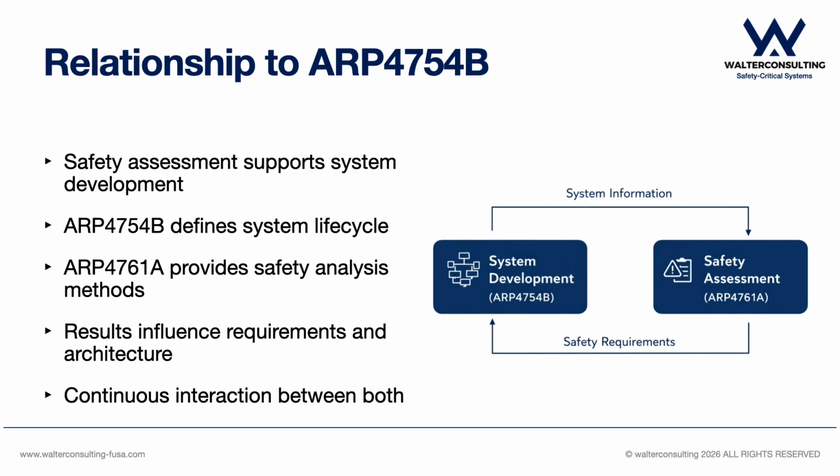So how does ARP4761A relate to ARP4754B? ARP4754B defines how the system is developed. ARP4761A provides the safety assessment methods. These two are closely connected. System development provides information about functions and architecture. This information is used in safety analysis. In return, the results of the safety assessment influence system design. They define safety requirements and constraints. So there is a continuous interaction between development and safety.